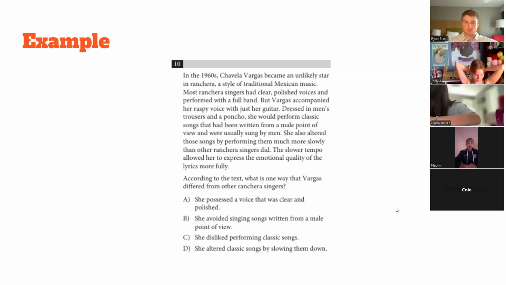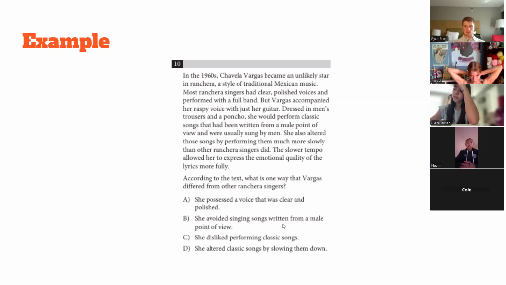Okay. For this one, it mentions all of these things in the paragraph. So if you're going really quick and just skimming, you're probably going to get this one wrong. We have to find the one it's actually talking about. So, she possessed a voice that was clear and polished. It says the opposite of that. She had a raspy voice.